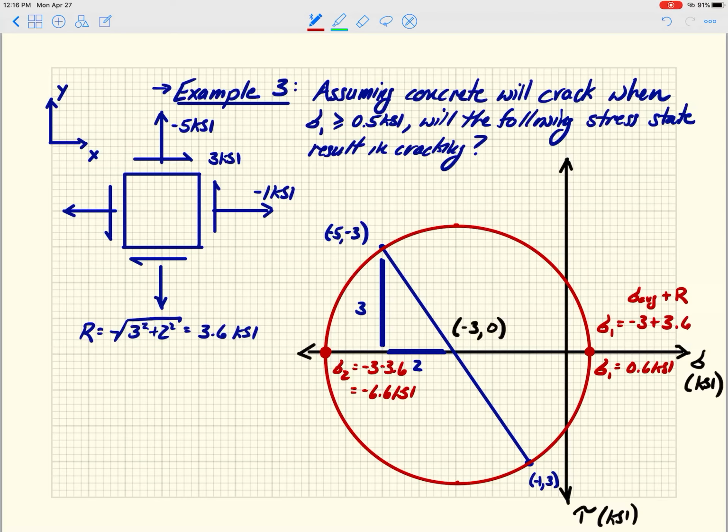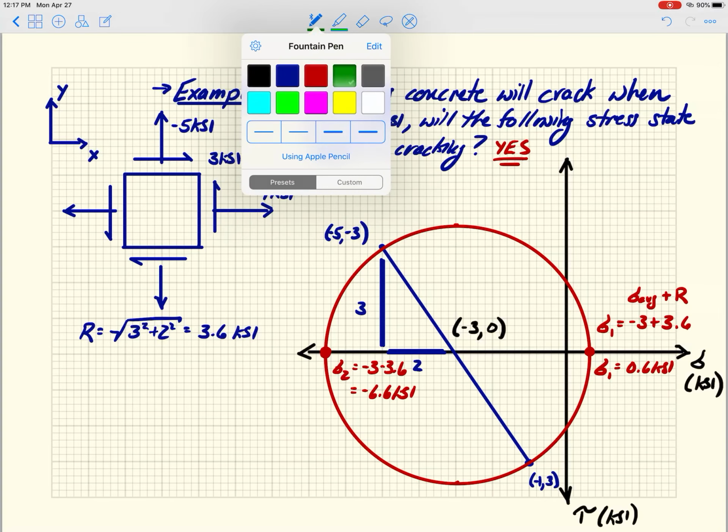The 6.6 KSI in compression doesn't really bother me too much. Concrete's really strong in compression, but the 0.6 KSI in tension is troubling, when I know that my concrete can crack when the tension exceeds 0.5 KSI. So I'm going to just write yes here. If the principal tension is greater than that, which it is, then I'm going to predict that this thing is going to crack.